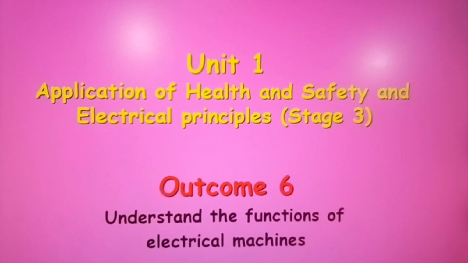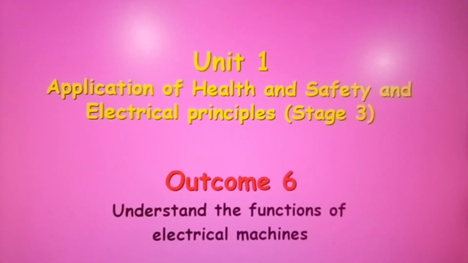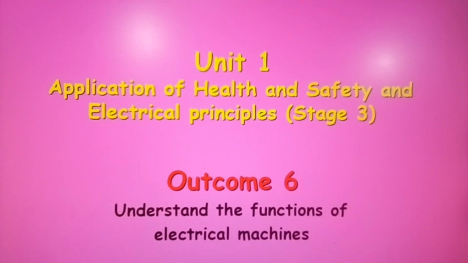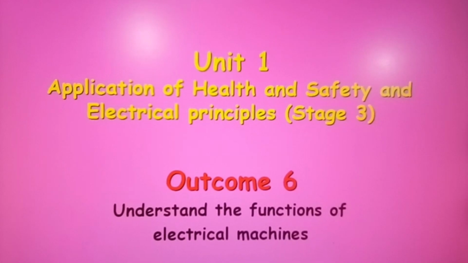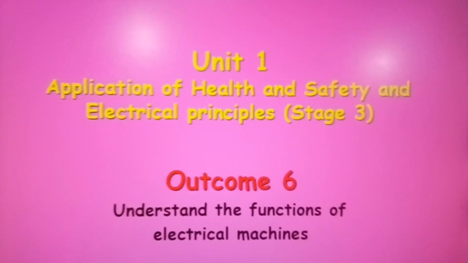And again, purely here, it just says Unit 1, Application of Health and Safety and Electrical Principles, Stage 3. Now remember, health and safety is paramount. So it will become under Unit 201 or Unit 301 for health and safety. Health and safety, safety, safety every time.